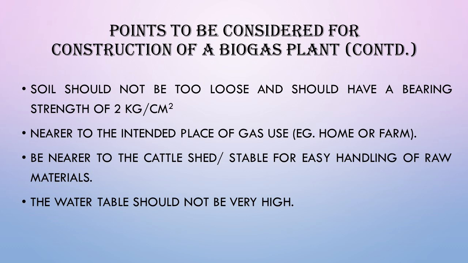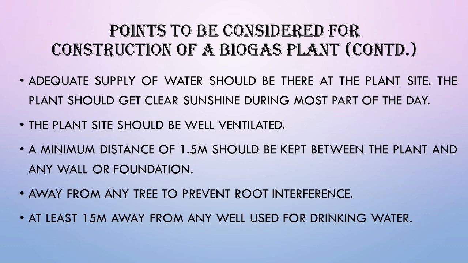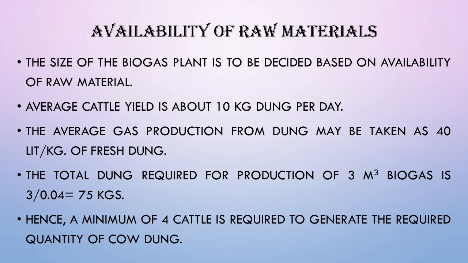The water table should not be very high. Adequate supply of water should be there at the plant site. The plant should get clear sunshine during most part of the day. The plant site should be well ventilated. A minimum distance of 1.5 meters should be kept between the plant and any wall or foundation. It should be away from any tree to prevent root interference. It should be at least 1.5 meters away from any well used for drinking water purpose.